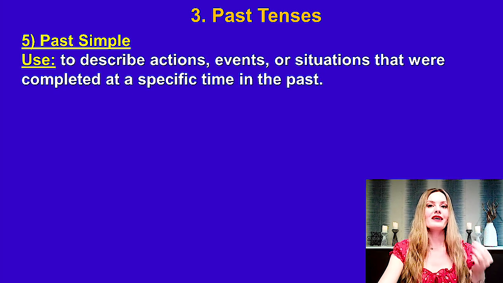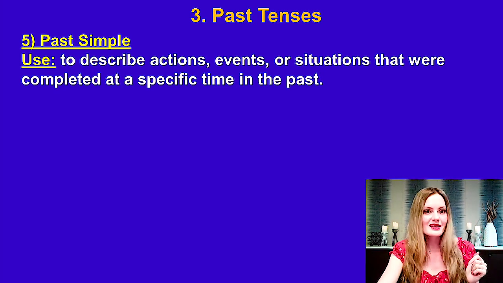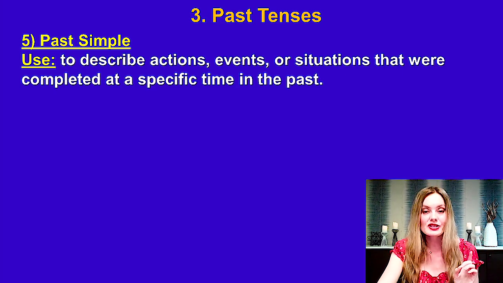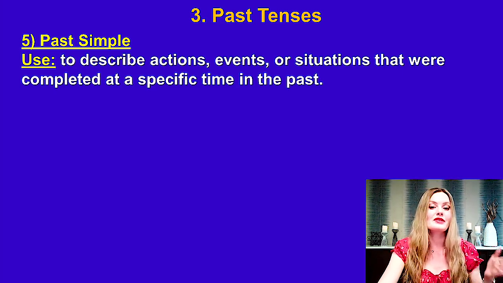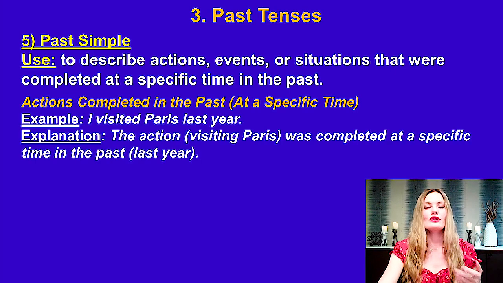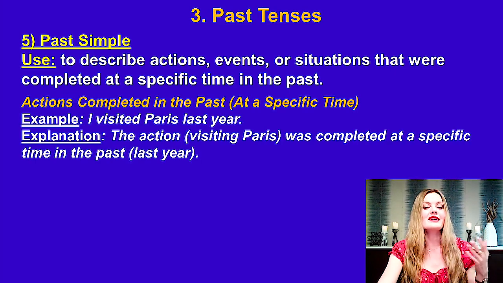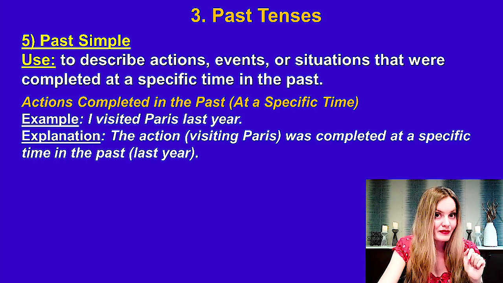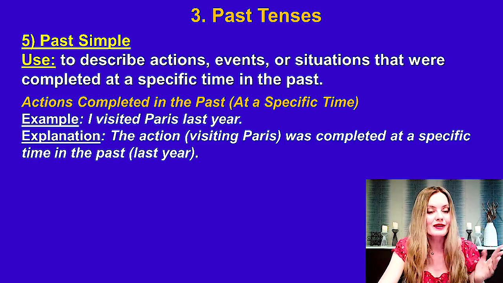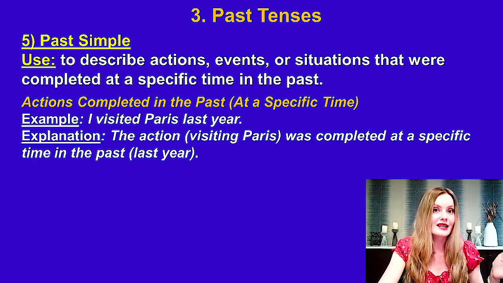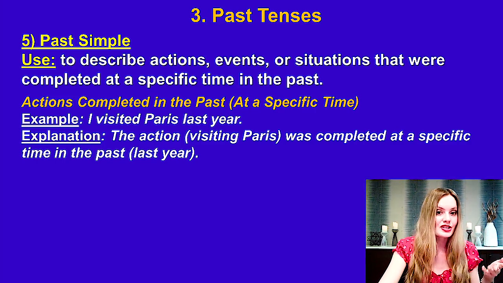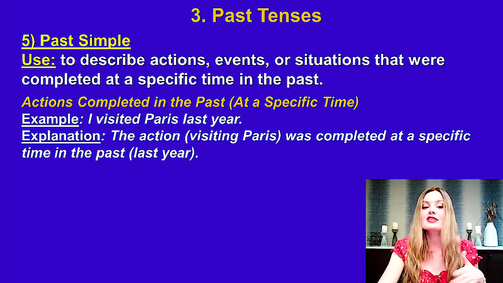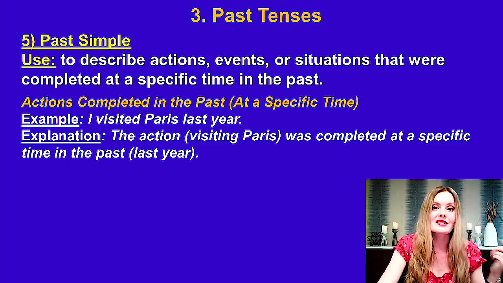Let's begin with the past simple tense. We use past simple to describe actions, events, or situations that were completed at a specific time in the past. For example, I visited Paris last year. The action visiting Paris was completed at a specific time in the past, last year.